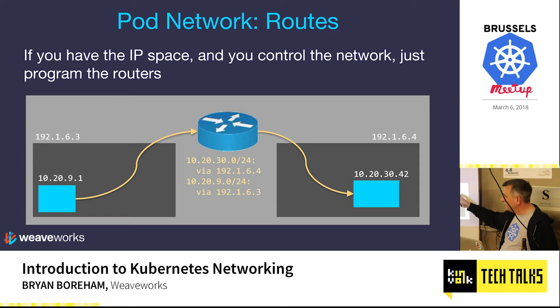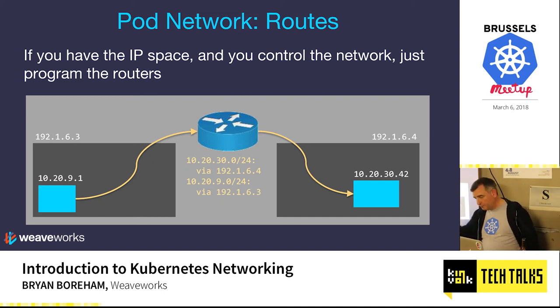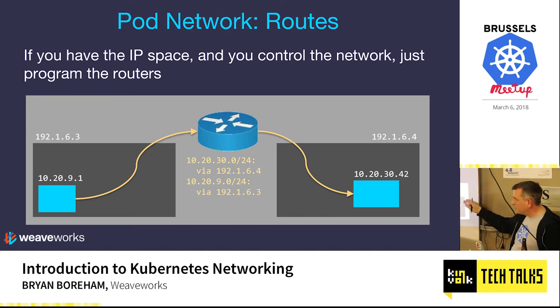Generally speaking, nobody has enough IPv4 address space to do this planet wide, so they do end up NATing. But there's no NAT on this picture. This is just very, very simple, just routing rules. With IPv6, you just do exactly the same thing, except the numbers are longer and they're in hex and they have more colons in them, and that's the main difference in IPv6.